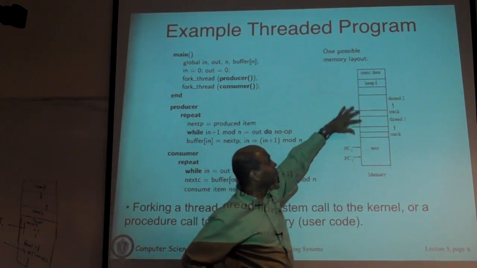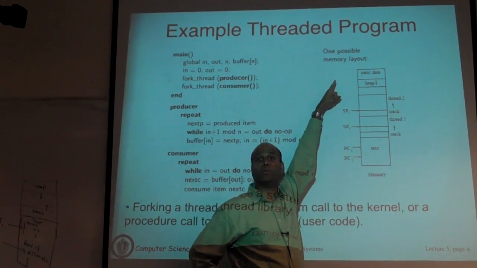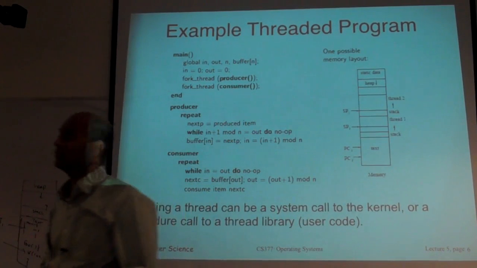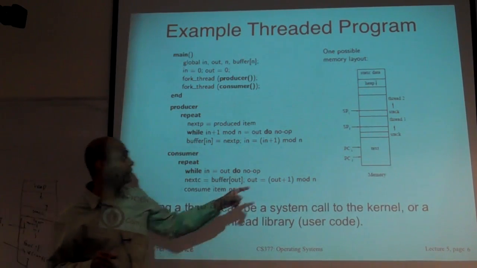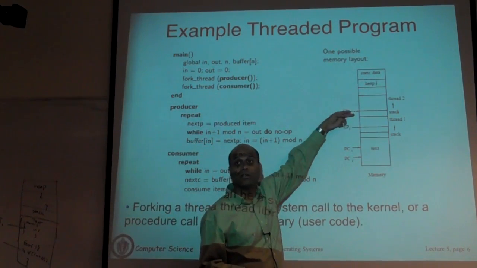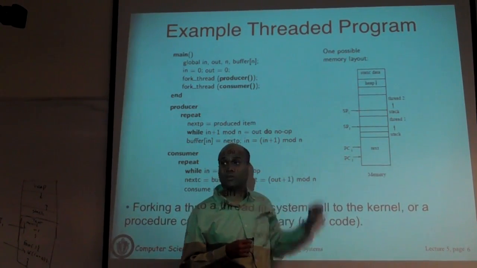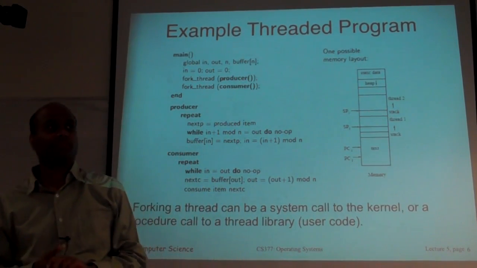Those are the two. There are two stacks, one for thread 1 and one for thread 2. There's only one heap, which is always shared, and then you have some static variables. Every thread will get its own stack, so that's represented here. It will get its own set of registers, including the program counter that's shown here. Heap is always shared.